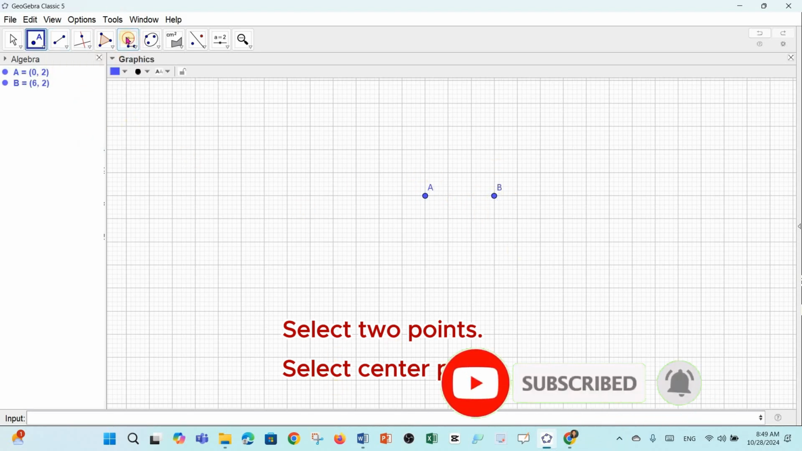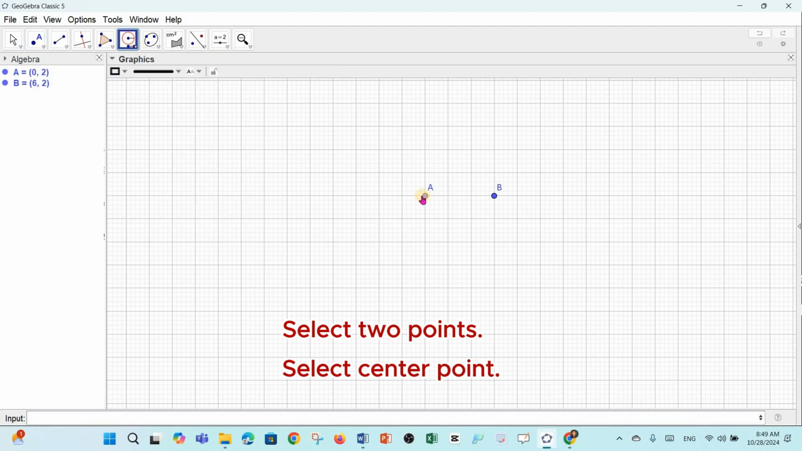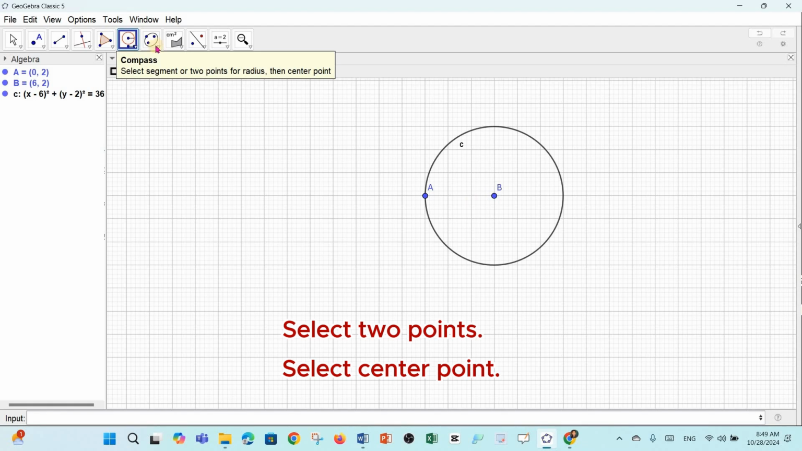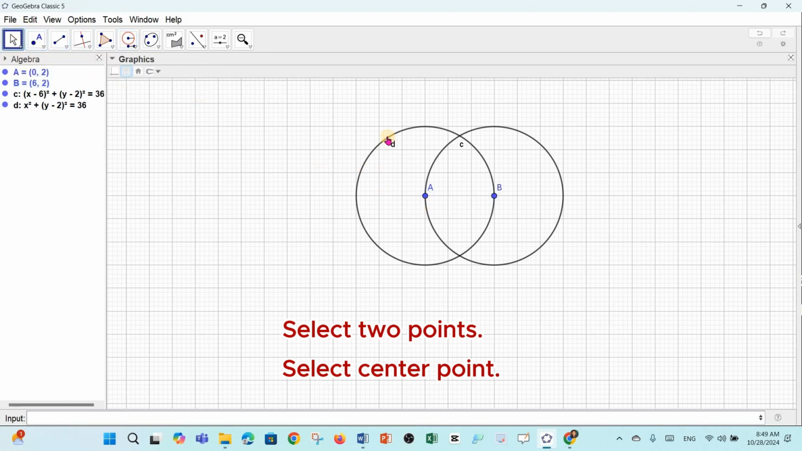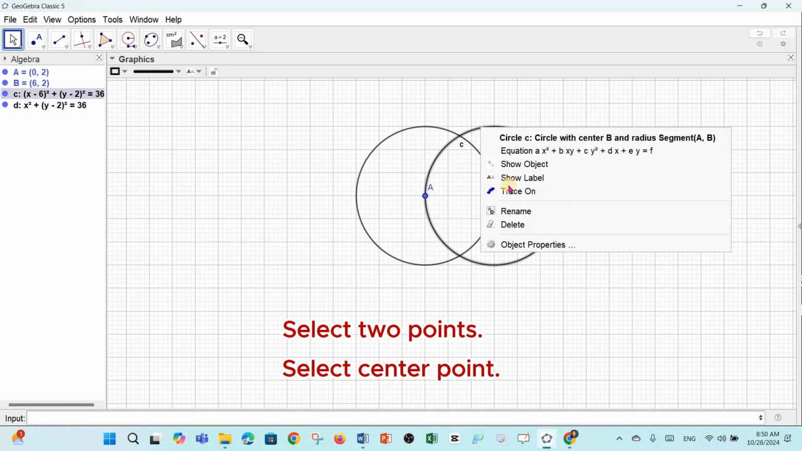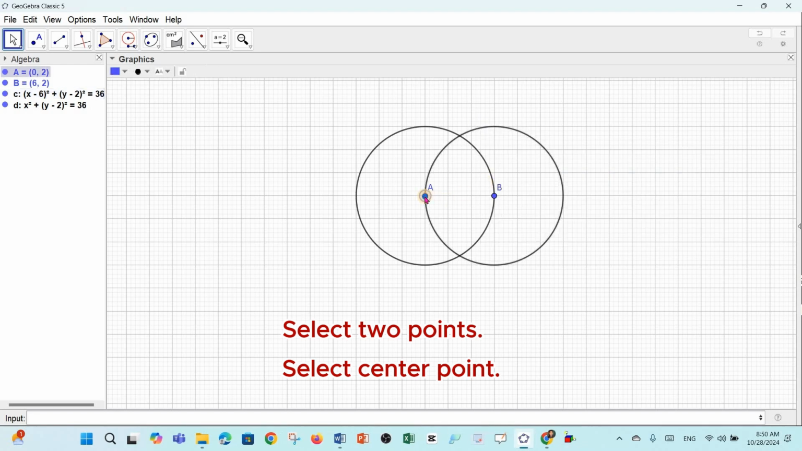I am going to select 2 points. Okay. Now let's use this compass tool. Select 2 points for radius, A and B, and click on B as center. Again, select the same tool. Click on 2 points for radius, and now let's keep A as center. Okay, then like this. Yes, our Venn diagram is ready. Yes, just click on it and click on show label to hide labels. Show object to hide B point, show object to hide A point and B point.